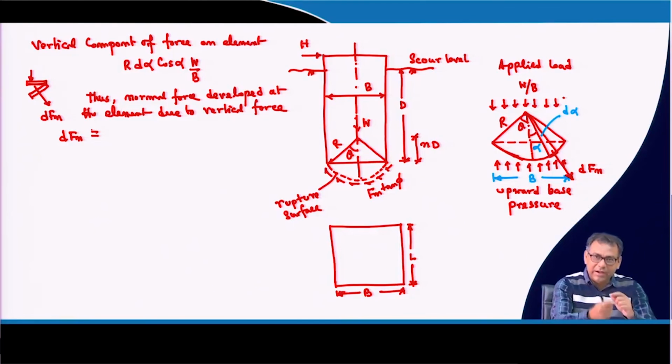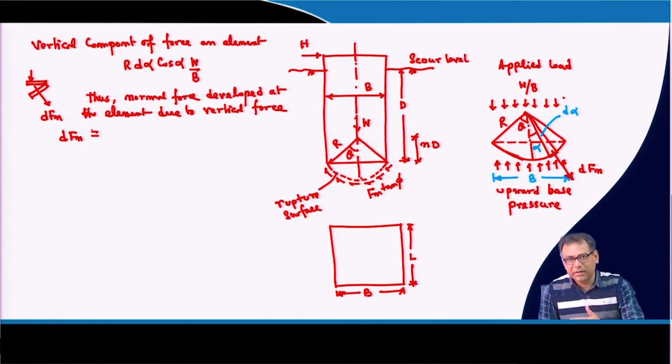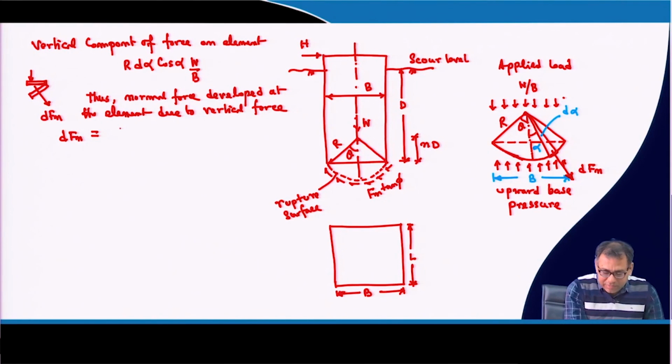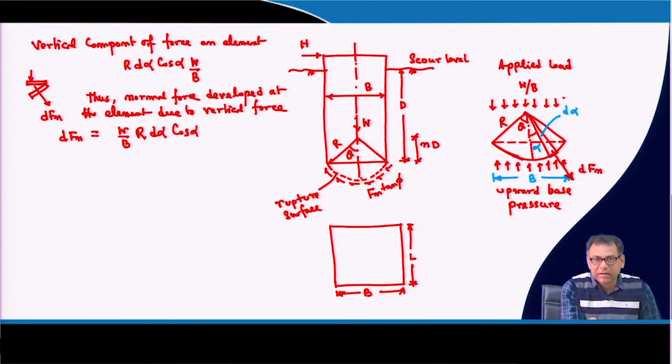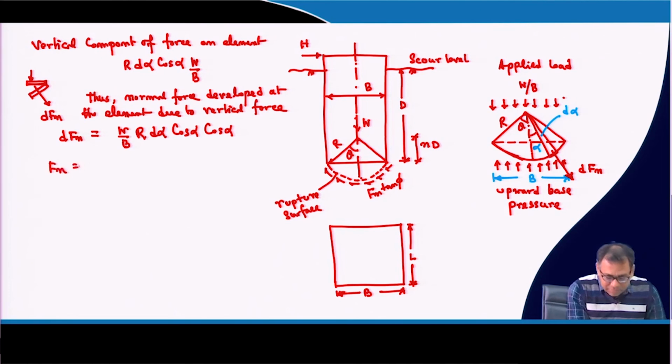Then we can convert vertical to normal. Initially we converted to vertical because our load is acting vertically, and now we are converting the vertical component to the normal component, because that is the force we want to determine. So, this will be W by B R d alpha cos alpha, this is the vertical component, then again cos alpha, this is the normal component.